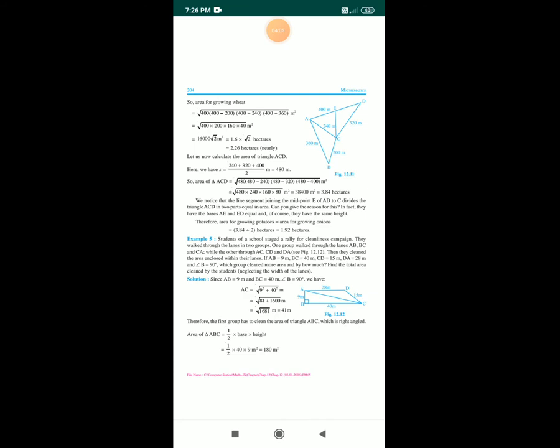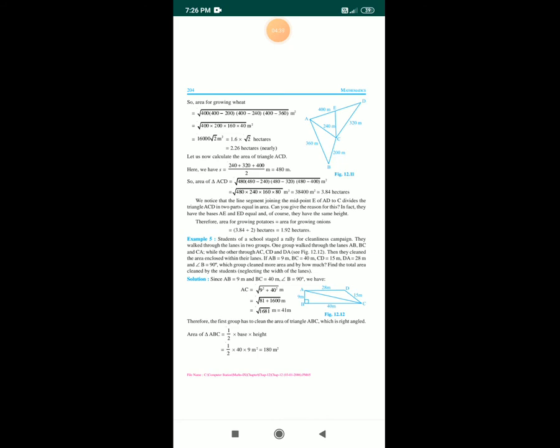We notice that the line segment joining the midpoint E of AD to C divides the triangle ACD into two parts equal in area. Can you give the reason for this? In fact, they have the bases AE and ED equal and of course they have the same height. Therefore, the area for growing potatoes is equal to the area for growing onions and is equal to 3.84 divided by 2 hectares. That means 1.92 hectares. Now, look at example number 5.